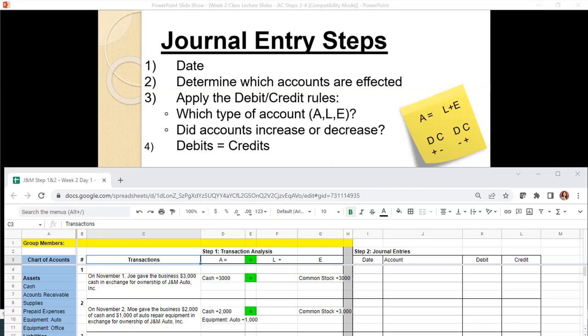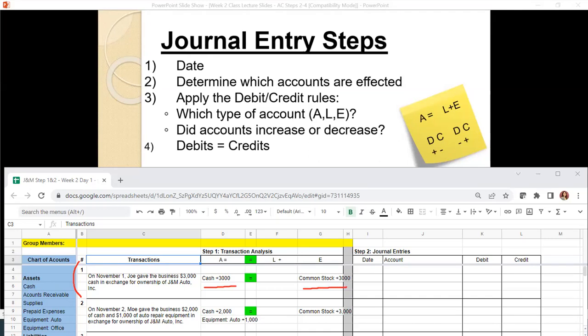Looking here, this is the example we did in class. Transaction number 1 says, on November 1st, Joe gave the business $3,000 cash in exchange for ownership of J&M Auto. So we determined that what was exchanged was that the company received cash of $3,000. That's an asset going up. And in exchange, Joe now has ownership or claims on the assets of the business, and that is represented by common stock. So equity also went up $3,000.